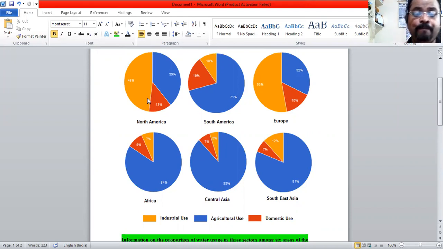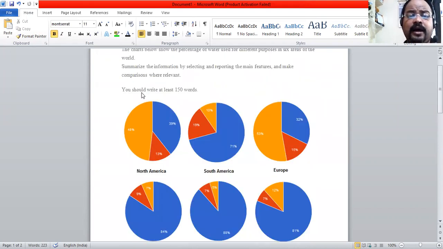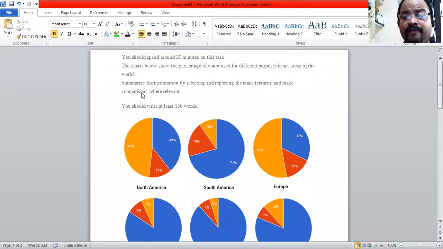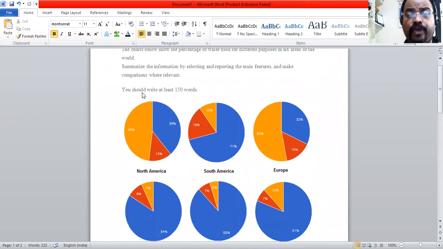the world. So we don't have a time frame. This is static data. We don't have any change here. We are just presenting the status as it is. North America, this is the situation, while in South America, this is the situation. This is the way we need to present.